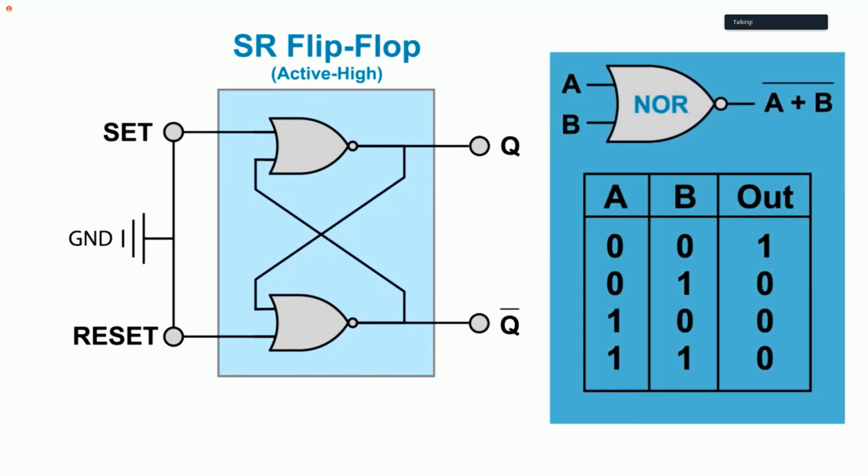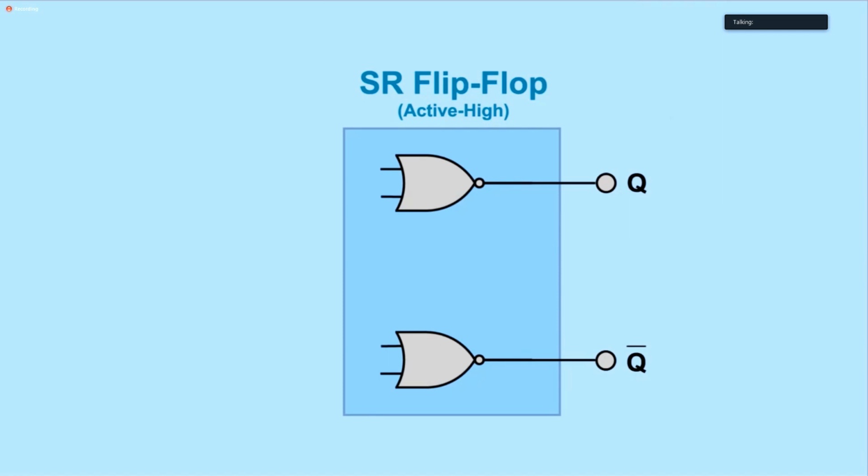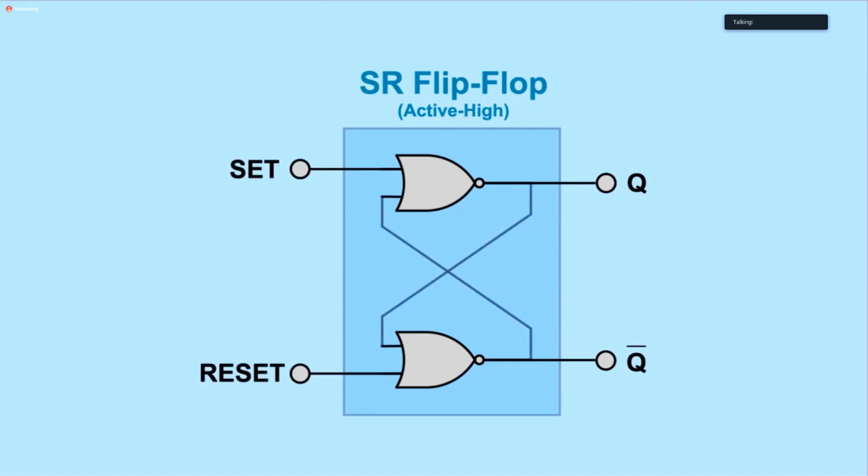Remember that the output of a NOR gate is high only if both inputs are low, otherwise the output is low. One input of each NOR gate is connected to set or reset. Notice how the second input of each gate is connected to the output of the other gate. This strange connection is essential to the function of a flip-flop. Since this SR latch is active high, the inputs are connected to ground, normally low.